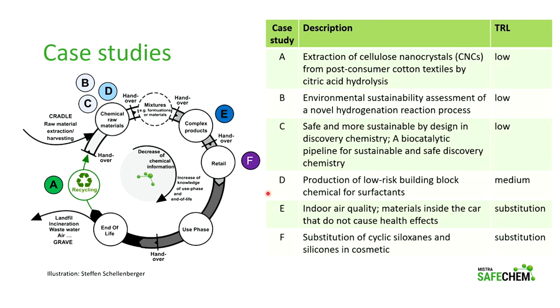Then we leave the lab bench in D, production of low-risk building block chemicals for surfactants. Here, the focus was on process optimization or upscaling processes. Then we have 2 substitution case studies, one focusing on the indoor air quality in a car cabin, and the other one focusing on substitution of cyclic siloxanes and silicones in cosmetics. This one will be presented in more detail by Lisa Skedung in the next session.